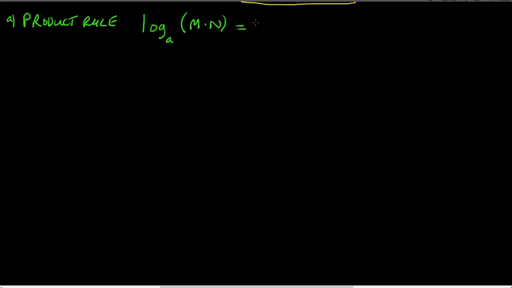Well, the product rule says that you add the 2 logarithms. You take the log of m plus the log of n. You don't multiply them here. It's not log m times log n. So why not? Why the plus instead of the times?